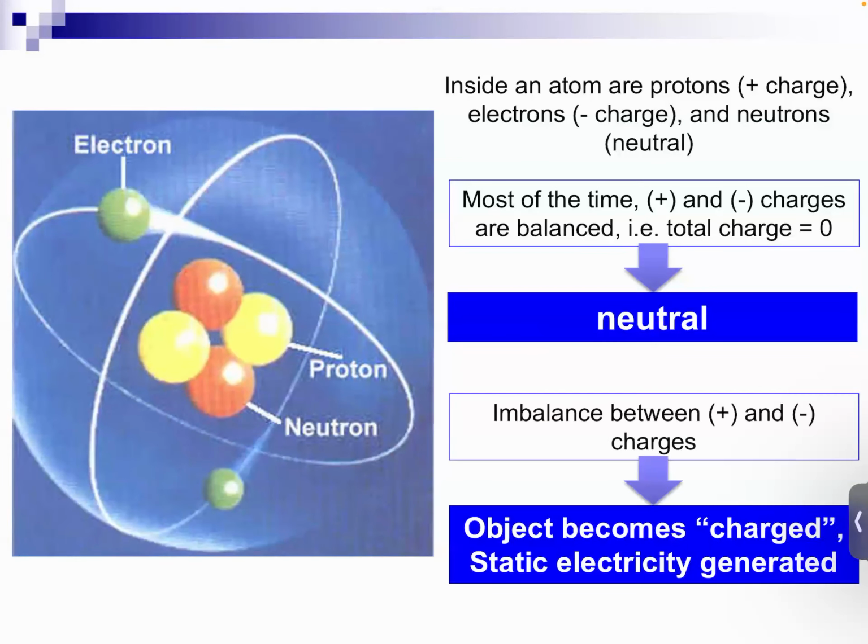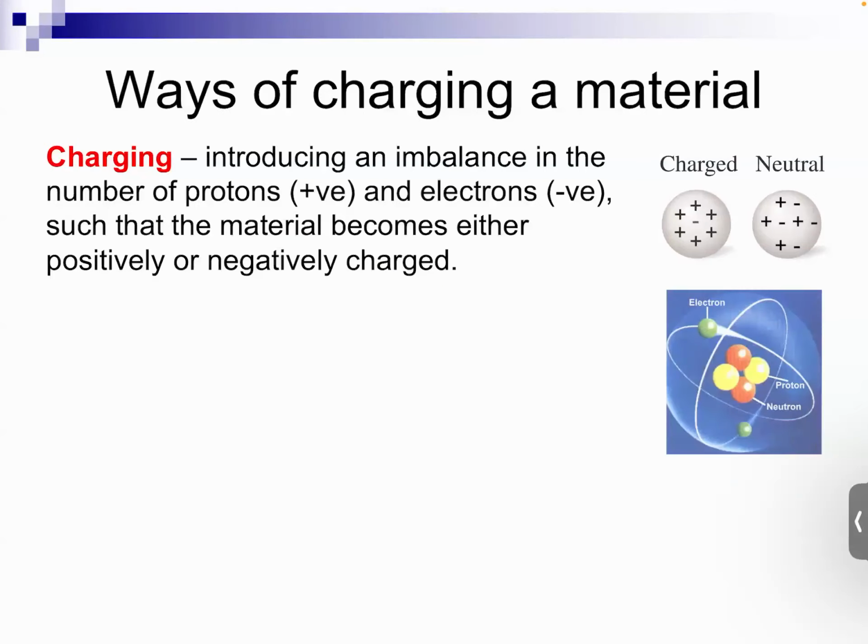But we can introduce an imbalance between the number of protons and electrons in a material. When there is an imbalance in the number of protons and electrons, so that one becomes positively charged or the other becomes negatively charged, then we say that the object is charged, and that's when we generate static electricity. So electricity comes from charges. And if we want to generate electricity, we need to charge up a material.